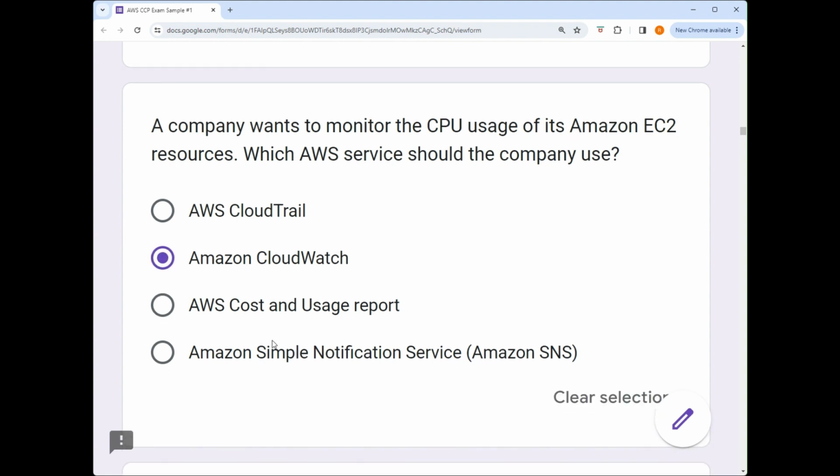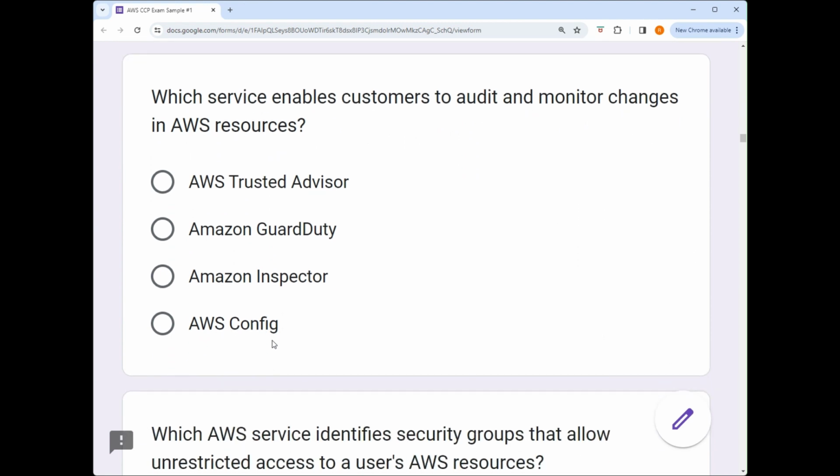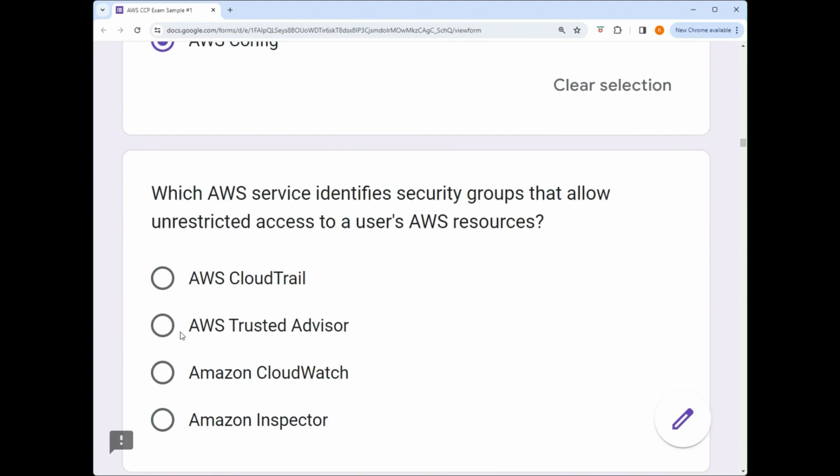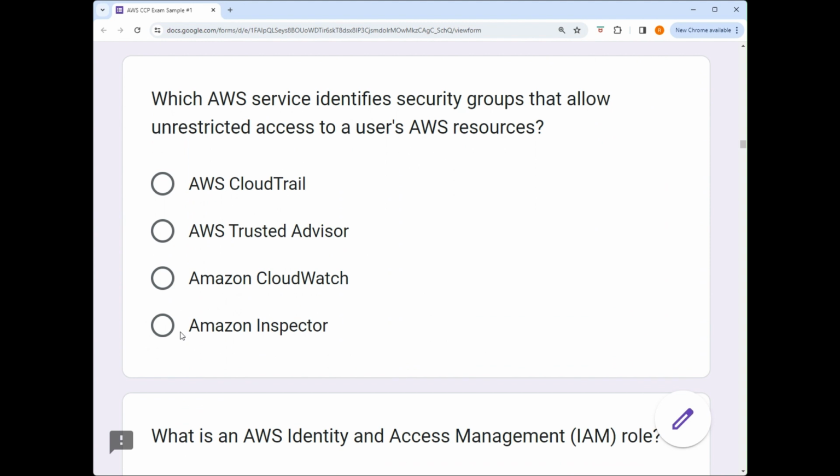Which service enables customers to audit and monitor changes in AWS resources? AWS Trusted Advisor. Amazon GuardDuty. Amazon Inspector. AWS Config. Correct answer: AWS Config.